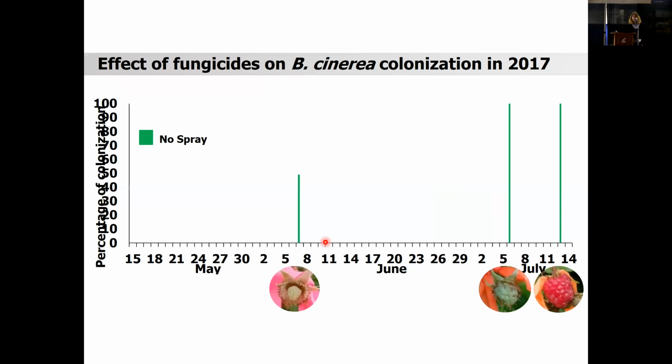If you look at the results from sprayed fields, by the time we sampled flowers from the sprayed field, they had already received 2 fungicide applications, which you can see here with arrows and the names of the fungicides above the arrows. But the percentage of colonization of these flowers was not different from the non-sprayed field and was also about 50%.